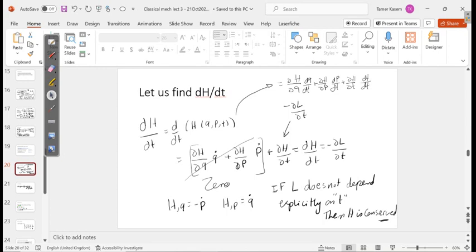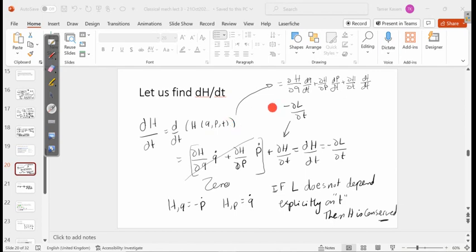It may be useful now to explore more about the properties of the Hamiltonian. An important property of the Hamiltonian is its total time derivative. Its total time derivative is equal to what? Let us try to get the total time derivative of the Hamiltonian. Please remember that the Hamiltonian for a one degree of freedom system is H of q, p and t.